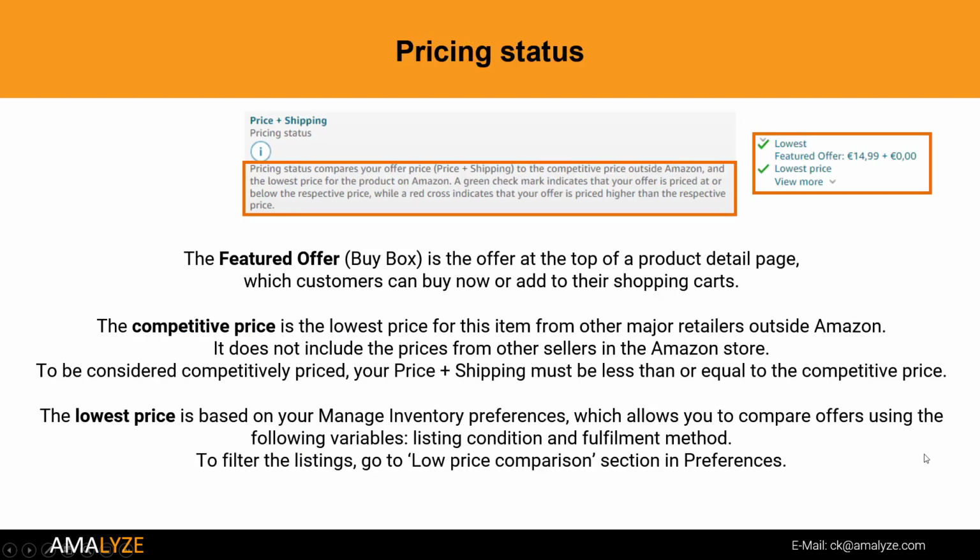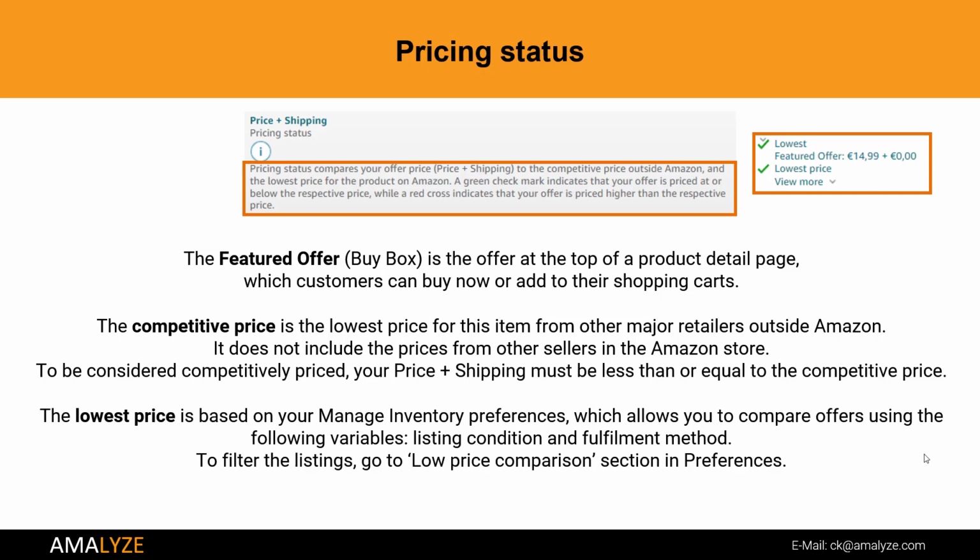When we're looking in the Seller Central, for example, you can see your pricing status, price plus shipping. Pricing status compares your offer price plus shipping to the competitive price outside Amazon and the lowest price for the product on Amazon. A green check mark, you see it on the right, indicates that your offer is priced at or below the respective price, while a red cross indicates that your offer is priced higher than the respective price. I will show you the red cross later.